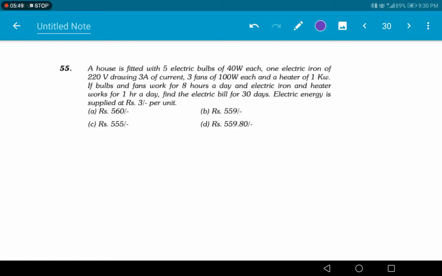Next, this model in the last lecture we already discussed. Once again I will recall this. A house is fitted with 5 bulbs, each of 40 watt, and one electric iron of 220 volt drawing 3 amperes of current, and 3 fans of 100 watt each, and a heater of 1 kilowatt. If bulbs and fans work for 8 hours per day and the electric iron and heater work for 1 hour per day, find the electric bill for 30 days. Electric energy is supplied at rupees 3 per unit.